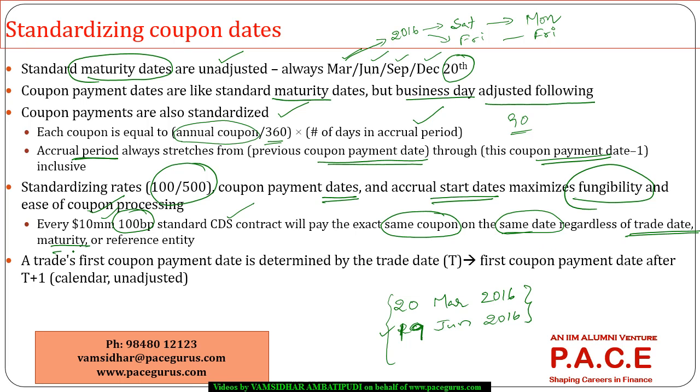Even the maturity period does not matter. The reference entity also does not matter. So the only two things that come out are 100 or 500. That's it. So the coupon payment is determined based on the trade date. Whatever the coupon payment has to be, it is purely determined from this kind of calculation.